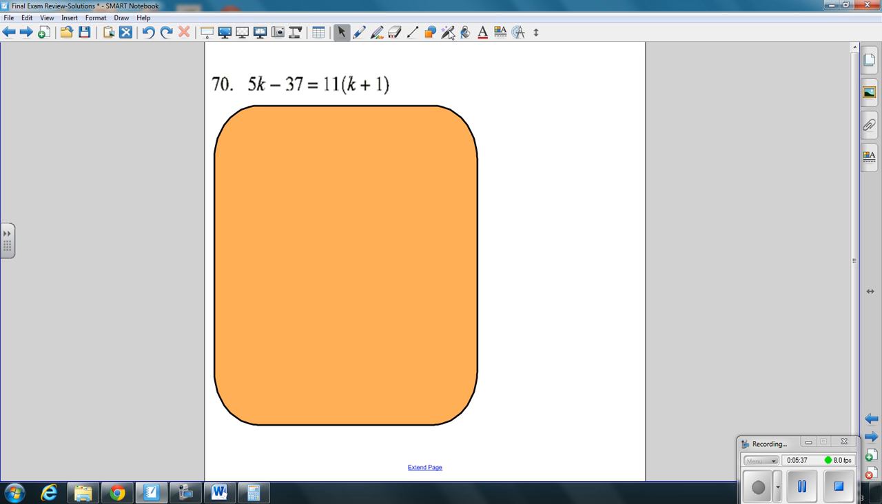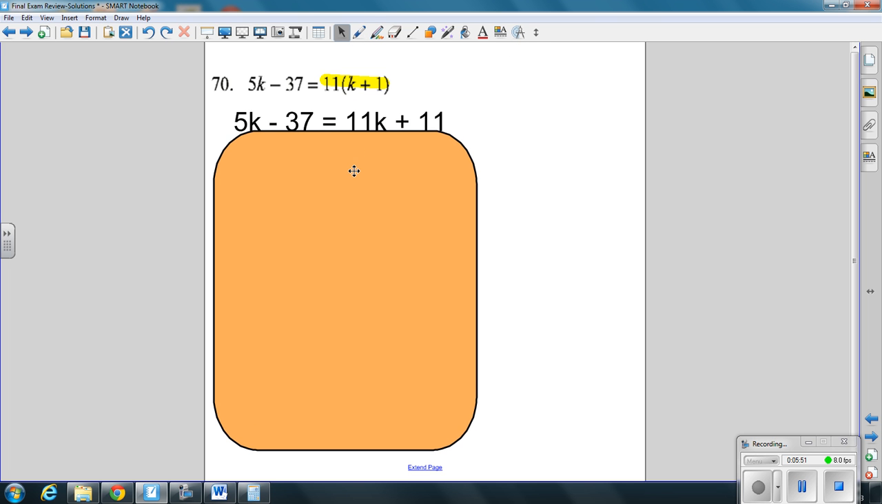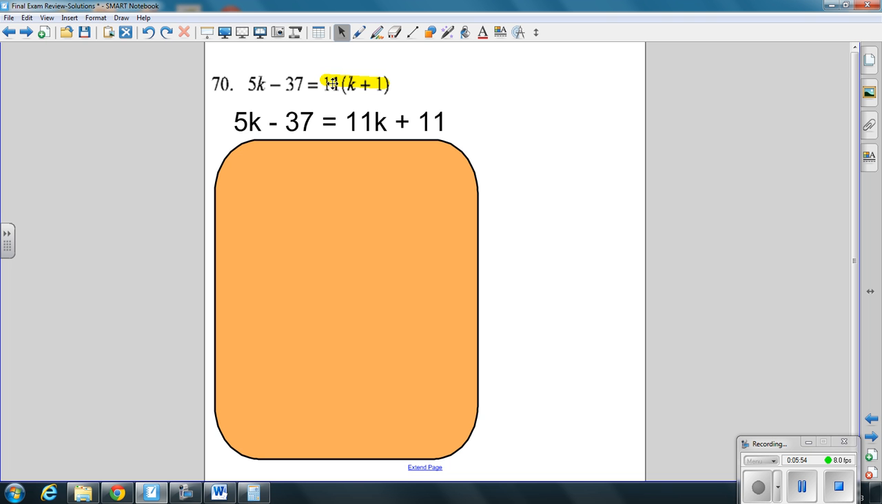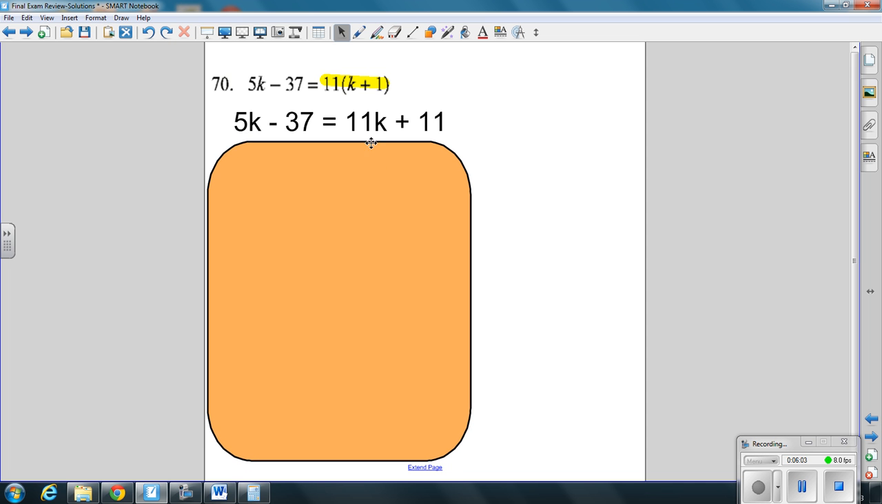Number 70. I hope all of you recognize the property in this problem right in here. And if you're sitting at your computer watching this, I hope you are identifying it as the distributive property. So negative 5k minus 37 equals 11 times k is 11k, and 11 times 1 is 11. So if we take a look at this problem, I have coefficients on both sides. So here we go. Coefficient and coefficient. And I also have constants on both sides, minus 37 and positive 11.